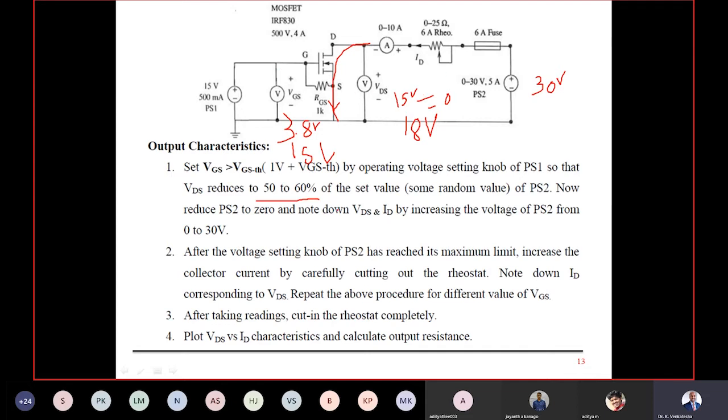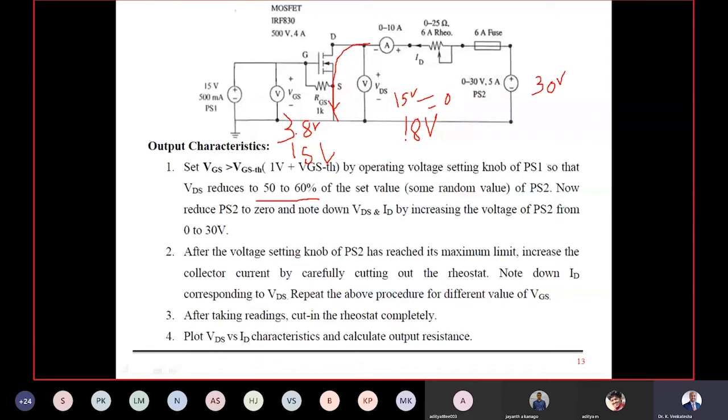So in that way, we are going to set the VGS a little bit more than VGS threshold such that VDS is 50% of the PS2, it may set up to 15 or 18 volt. This is my first step. First step is set your VGS more than VGS threshold such that VDS falls to 50 to 60% of the PS2, 30 volts. That's my first step.